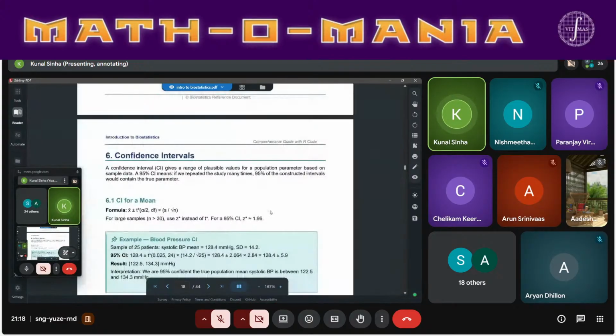So confidence intervals. Now, a confidence interval, like it says, is a range of plausible values for our population.